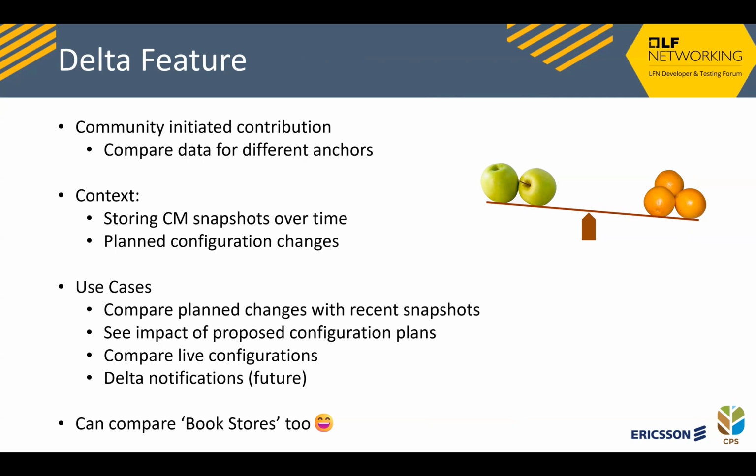So what are the use cases? You can compare plan changes with recent snapshots. How do they compare? What has changed? You can see the impact of any proposed configuration plans. You can compare live configurations, so different anchors. You can see how they compare, what has changed between them. A future use case that we're working on is that we use these delta differences to send notifications so that applications can subscribe to notifications that are being detected this way. As I mentioned earlier, CPS is designed to store any YANG model data.